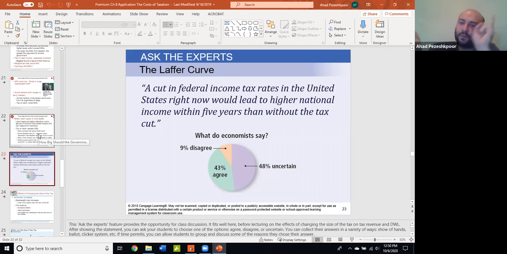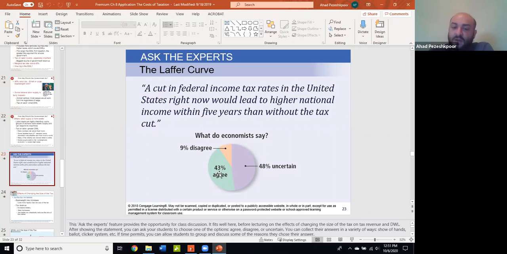And not only would people be richer and happier by eliminating their deadweight loss, but also in 5 years, because they're all richer now, they'll be able to pay us more taxes. Higher national income. Everybody will be richer within 5 years than without the tax cuts.